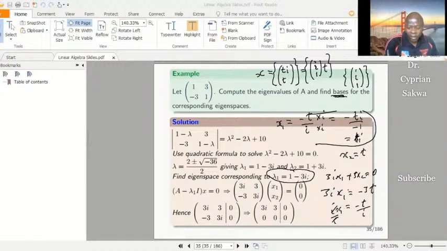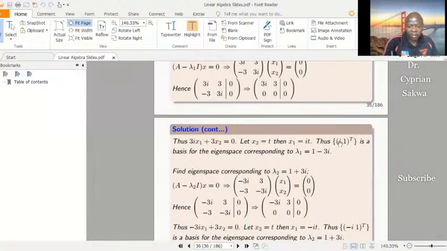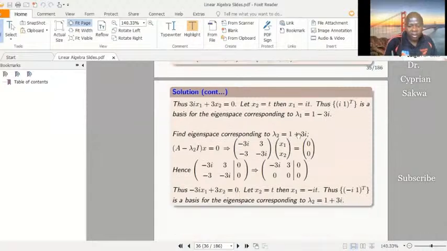And that's what I did here. So let me just now show you my work. That's what I got. I got it as (i, 1) transpose. Now I do again for this lambda 2, subtract it from A. And when you subtract from A, this is the matrix you get. And then multiply by X, and then use Gaussian elimination.